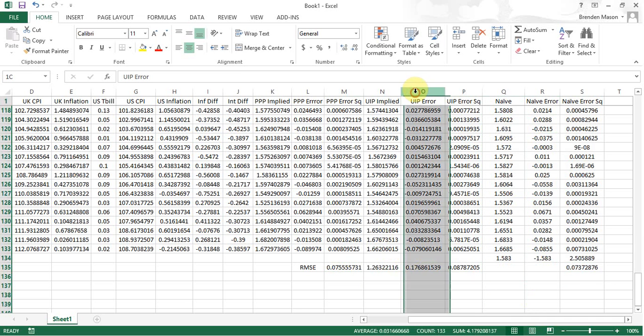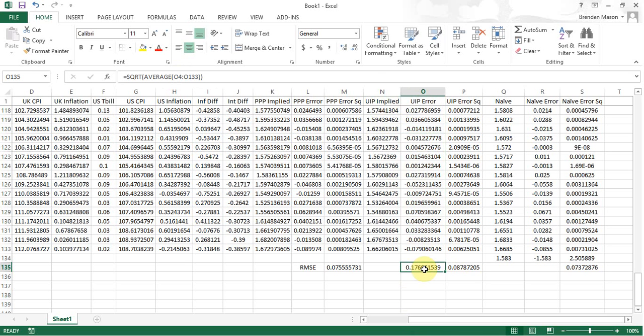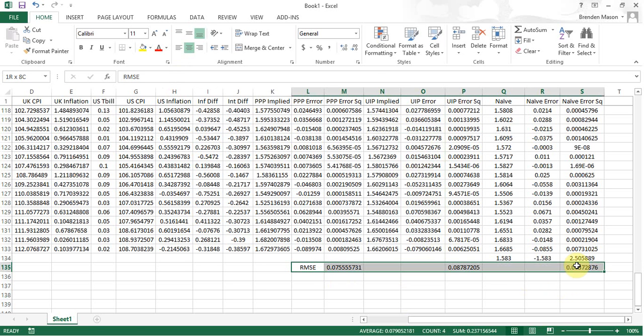Same thing, uncovered interest parity error and uncovered interest parity implied. Look what we did here. We took the square root of the average of these values. That's meaningless. We can delete that. Square root of the average of this column, again, not really meaningful, so we delete that. And we have our root mean squared error for the three forecasting models.